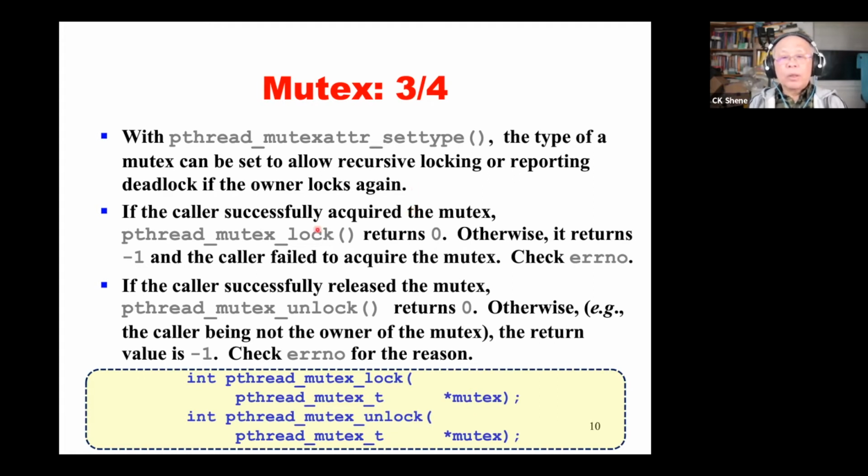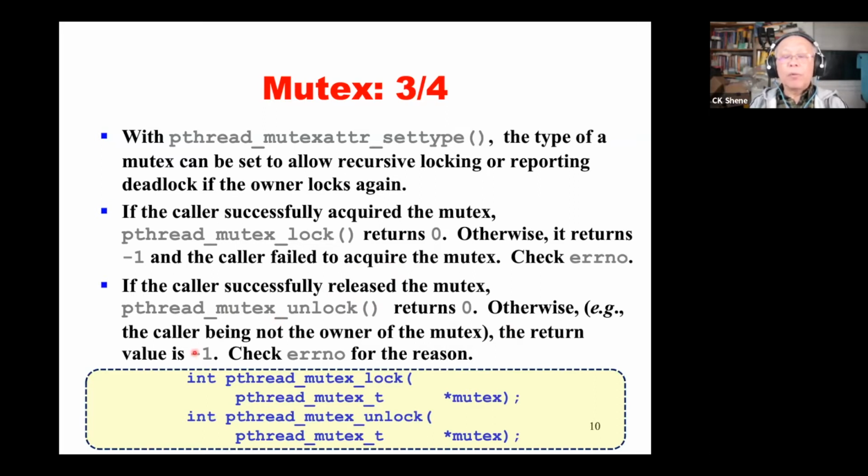If the caller successfully acquired the lock, pthread_mutex_lock returns 0. That is, use this one to lock the lock. Otherwise, it returns -1, and the caller failed to acquire the mutex. Check the reason here. Now, after using the lock, the caller or the owner of the lock must release it so that other threads could use it. So if the caller successfully released the mutex, pthread_mutex_unlock here returns 0. Otherwise, it returns -1.